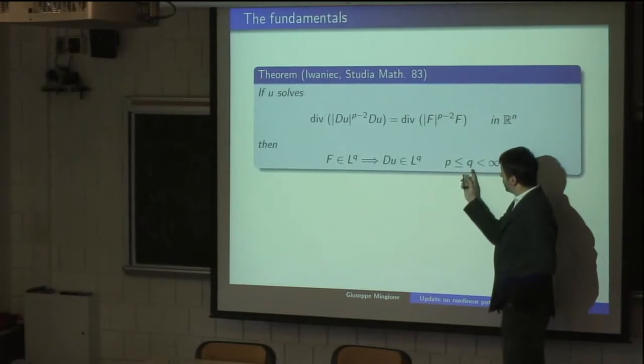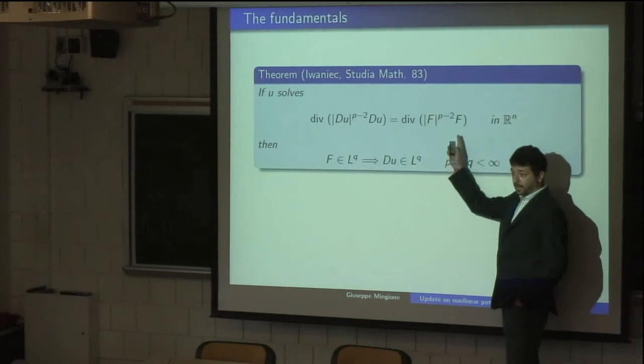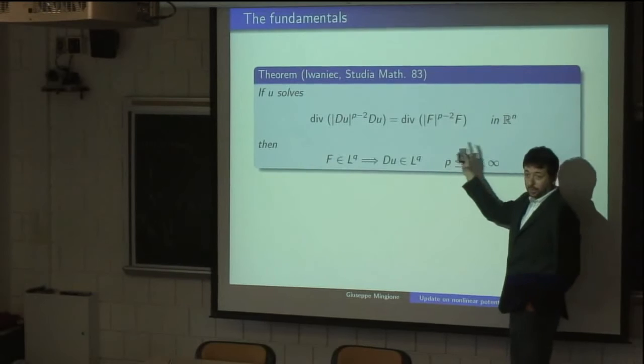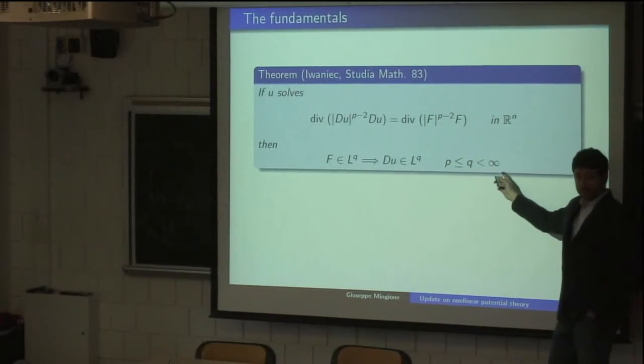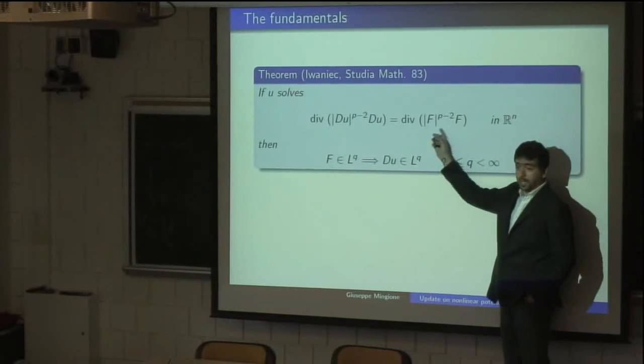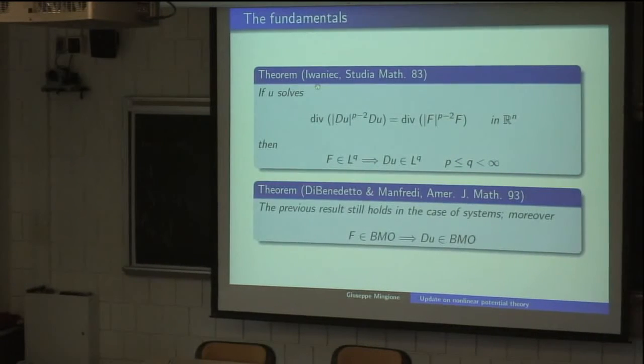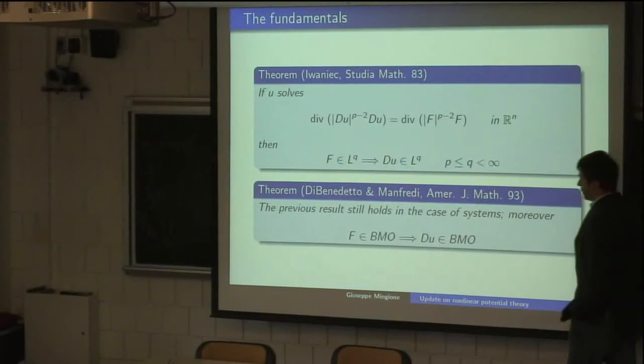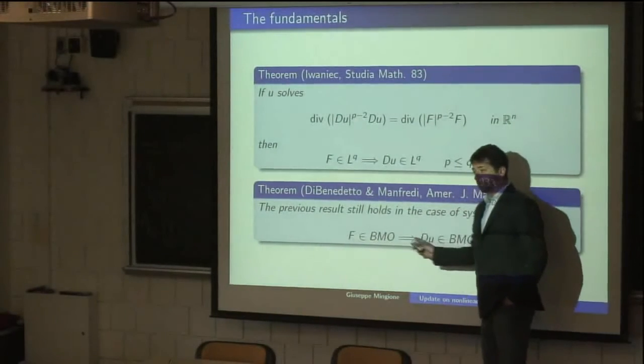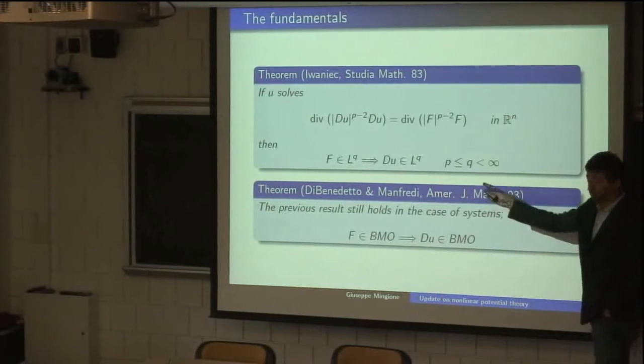But observe that when Q is not in LP, then this guy doesn't belong to the dual. So in the dual range, this is the largest range. It makes this guy belong to the dual. Di Benedetto and Manfredi then extended this to the case of systems, proving that the gradient is in DMO. DMO is the space I was talking about before.